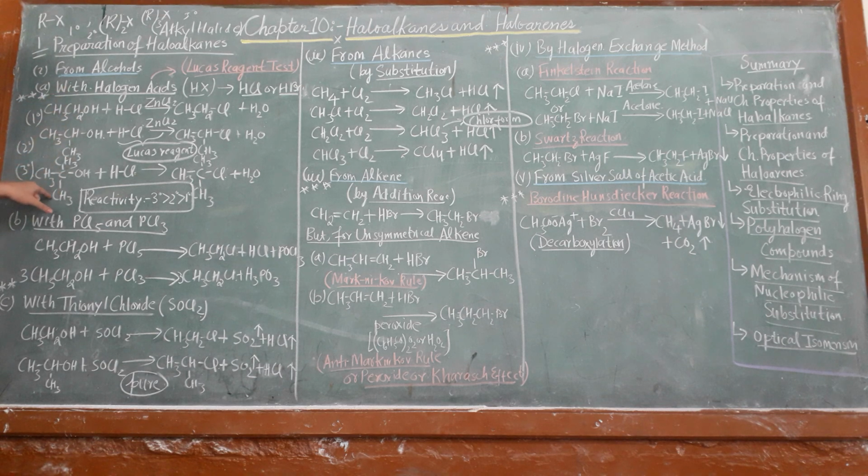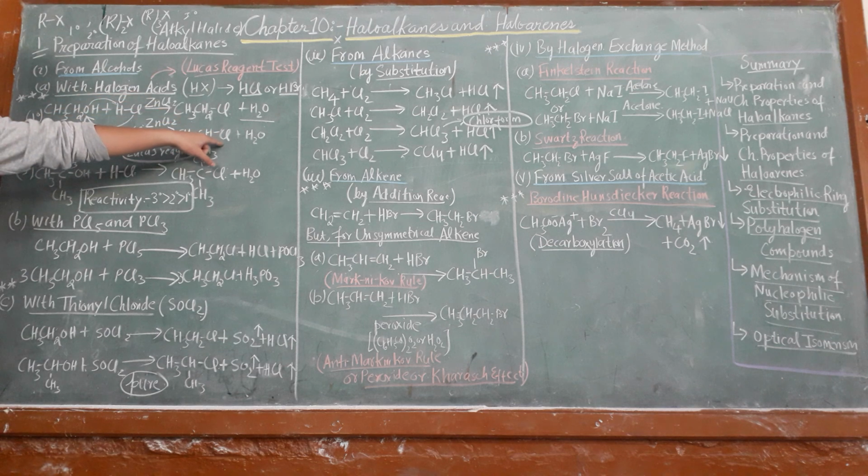Take an example, CH3CH2OH, a primary alcohol, with HCl in the presence of ZnCl2. HCl and ZnCl2 together are known as Lucas reagent. Here ZnCl2 acts as a catalyst. In this reaction, Cl attaches to CH3CH2 and OH leaves with H, releasing water.